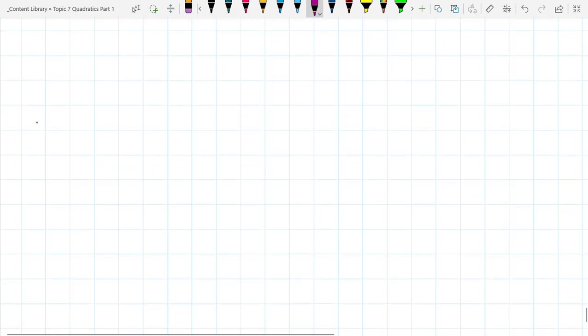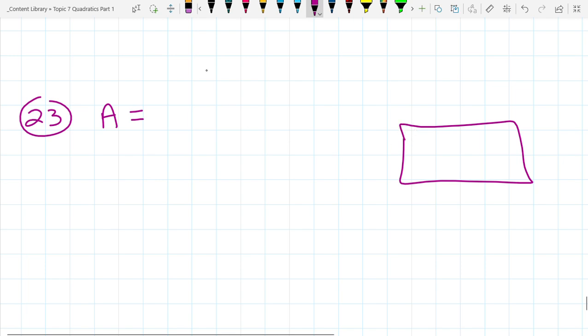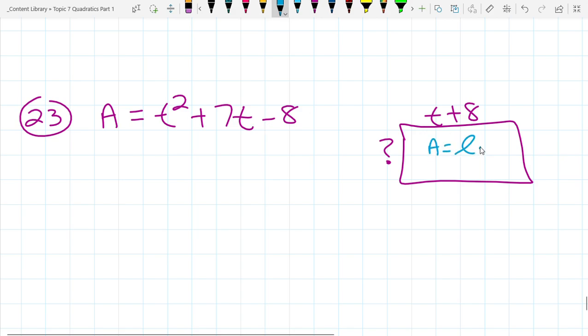23 is a word problem. 23 says the area of a rectangular coffee table is t squared plus 7t minus 8. And the length is t plus 8. They want to know what is the width. Well, this is just a factoring question in disguise. To find area is the length times the width. So they've already given you t plus 8. That's the length. You've got to figure out what was the width.